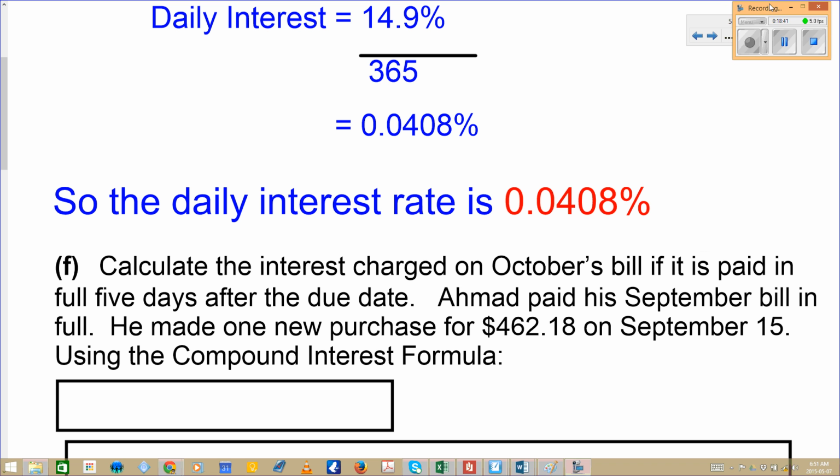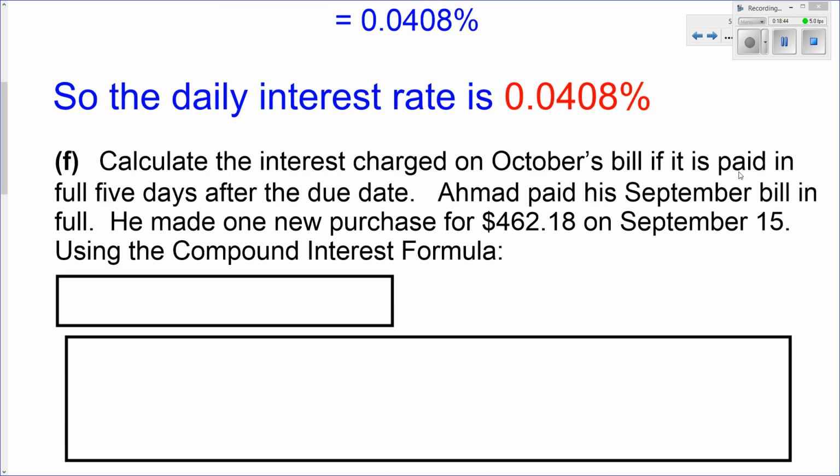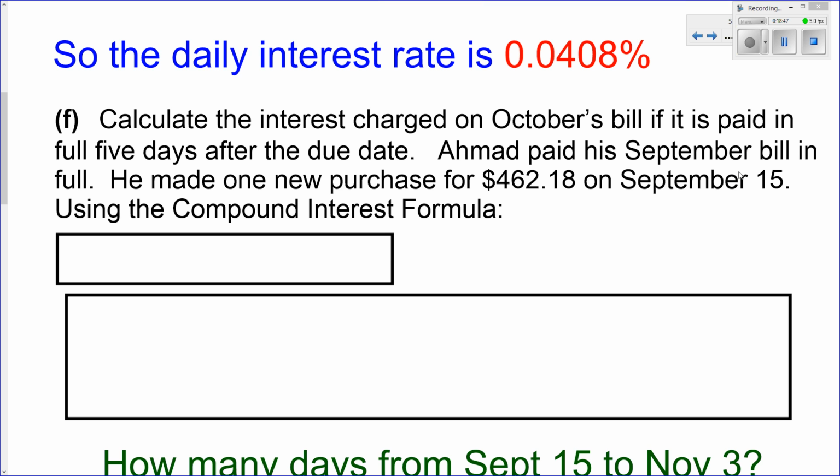If the bill is paid late, one of those horrible times I told you, never let this happen, what we're going to do is calculate the interest rate in October. So basically what happens is you're getting charged in October's bill, right? And we paid it 5 days after the due date. Now, Ahmed paid off his bill in September, but then he went and made a new purchase in the middle of September, on September 15th.